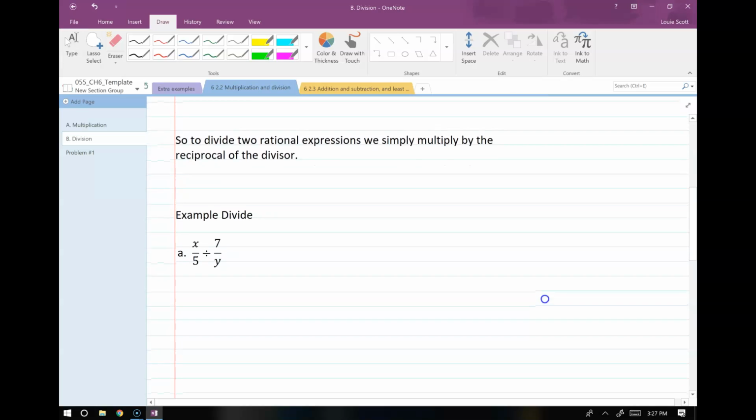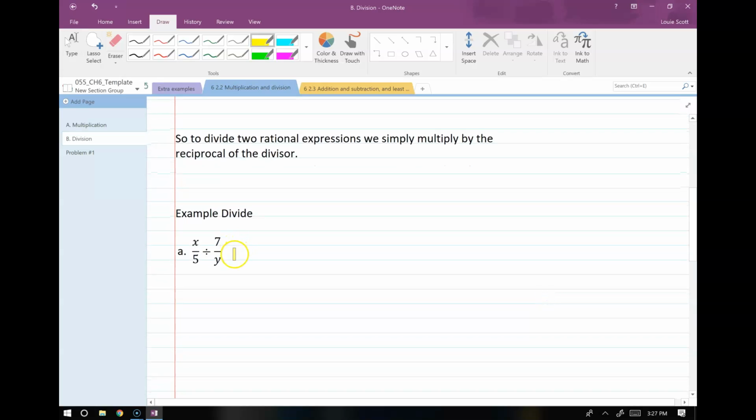Okay, so for this first example, they want us to divide x over 5 by 7 over y. So on my very first step, I leave x over 5 the same. Instead of division, I write a multiplication symbol, and then I flip the second fraction. 7 over y becomes y over 7.